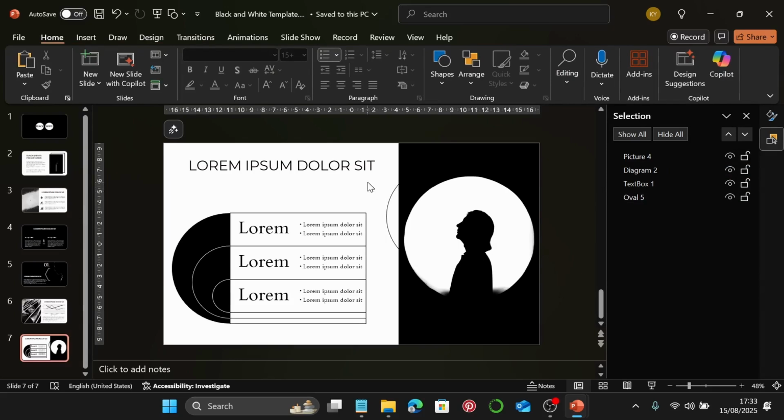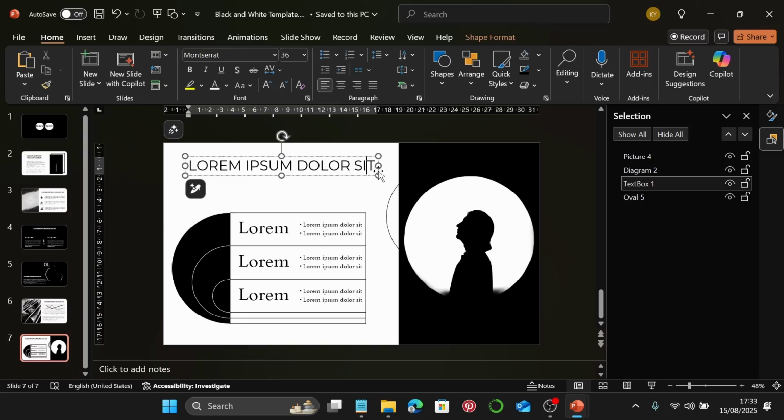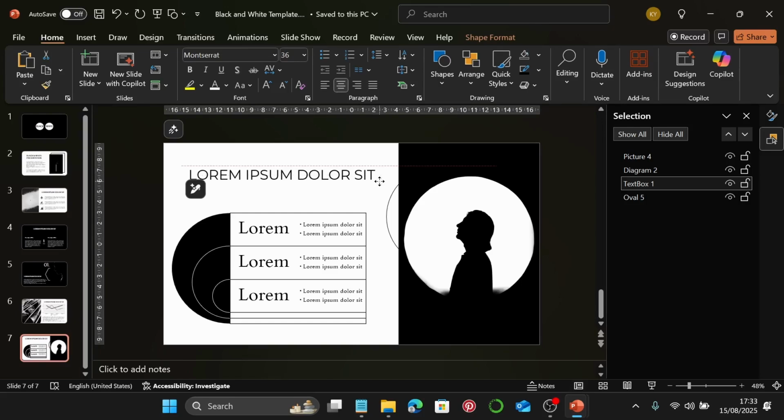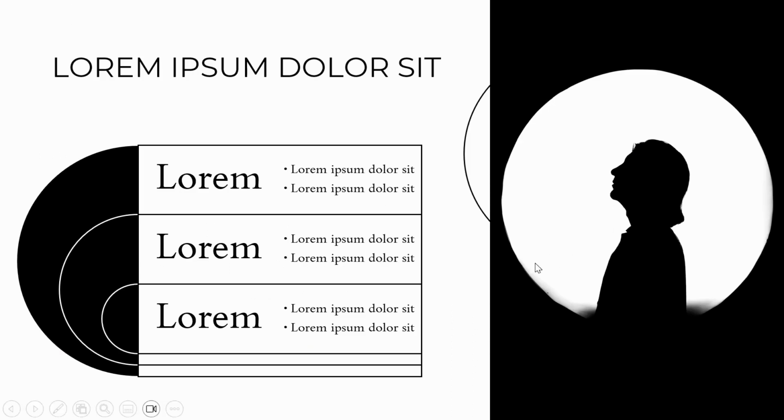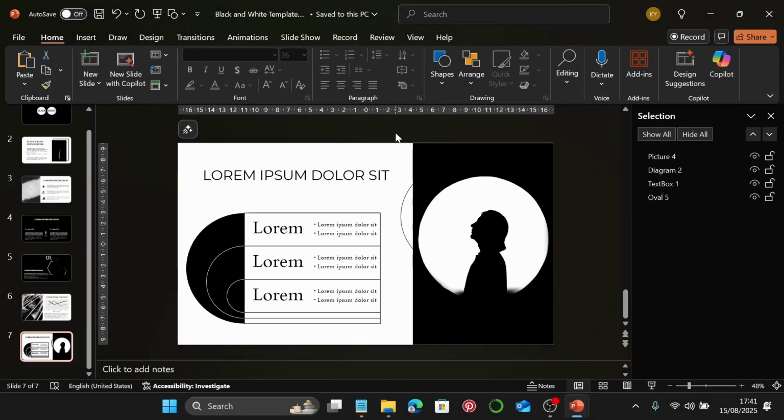Let me just center the text, and I'm going to move it a bit. So now that's it. So let's go to the slideshow view. Yeah, this is it, we're done with this slide. Let's move on to the next slide.